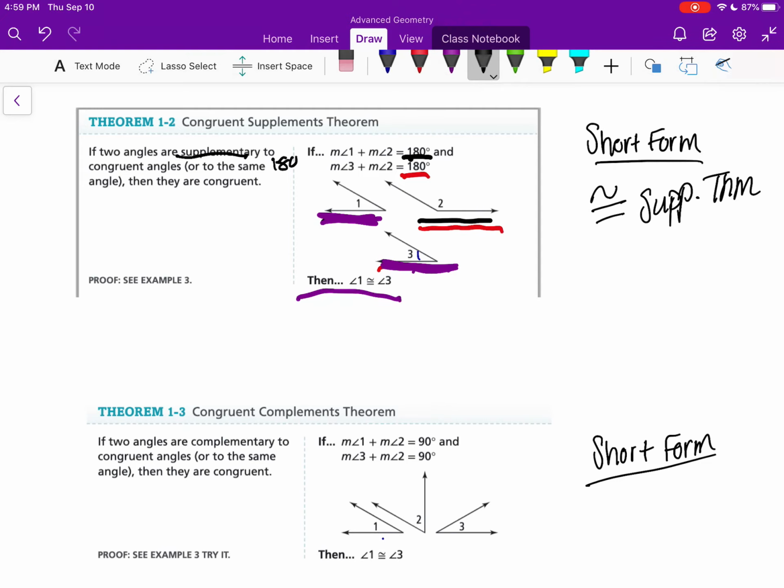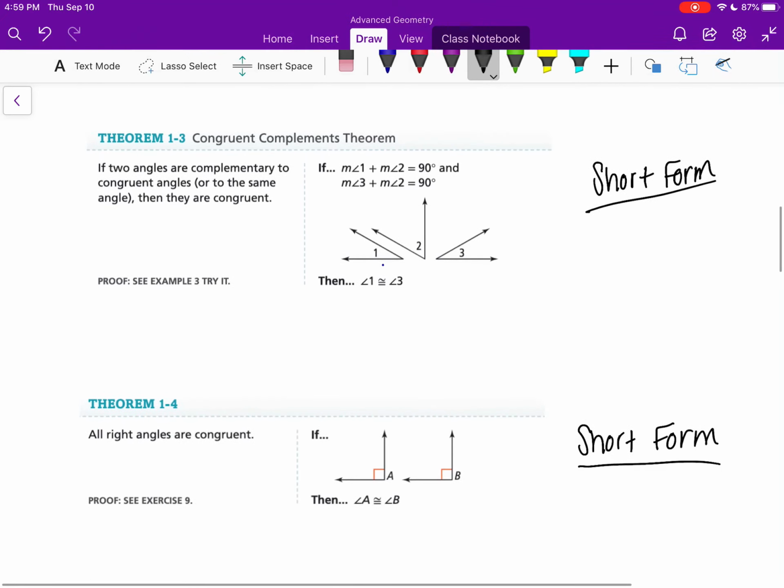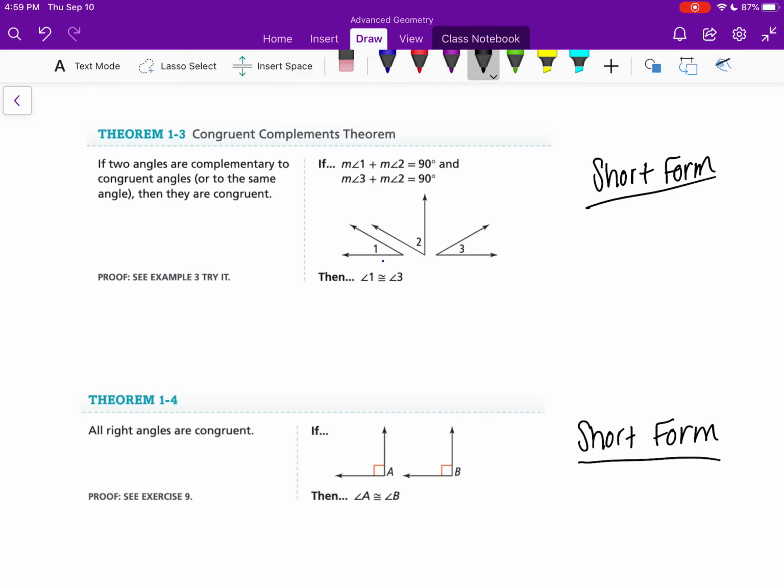And similar to the congruent supplements theorem is the congruent complements theorem, which is basically stating the same thing, except that we're dealing with angles that are complementary, which means they add to be 90 degrees. But if angle 1 and angle 2 add to be 90, and angle 3 and angle 2 add to be 90, then angle 1 must be congruent to angle 3. And in short form, I would write that as the congruent symbol, complementary theorem.